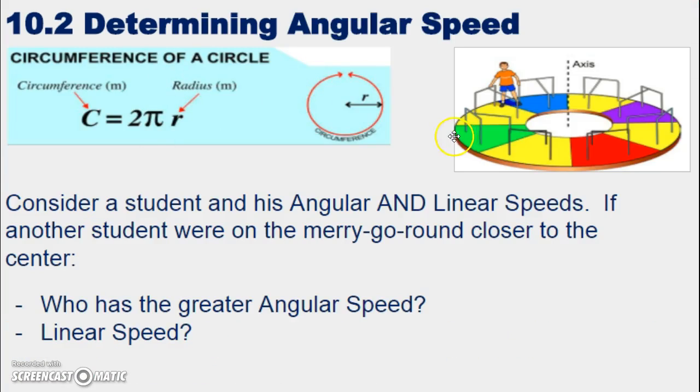So let's look at that a different way. I'll give you a little different scenario. So, determining angular speed. Once again, the circumference, the distance we're looking at, is going to be 2 times pi times r, where r is the radius. Okay, consider a student and his angular and linear speed.